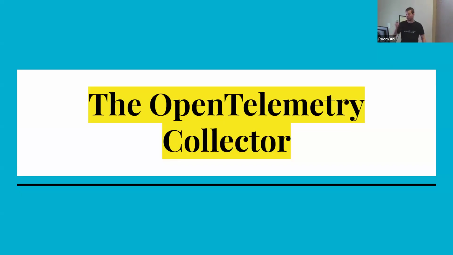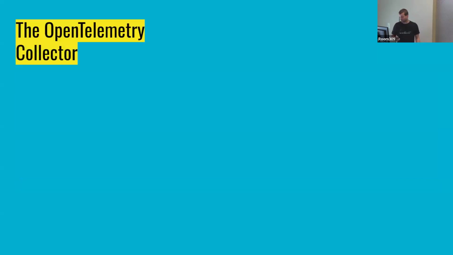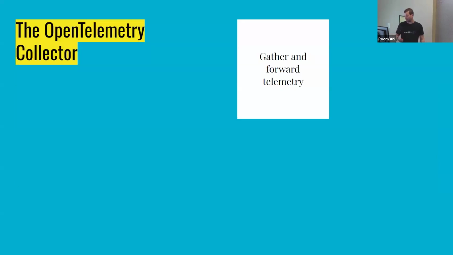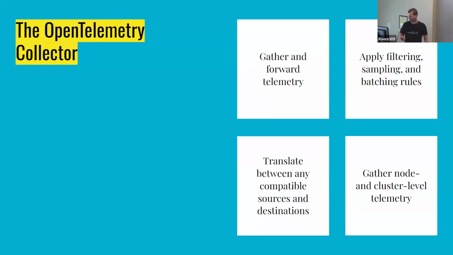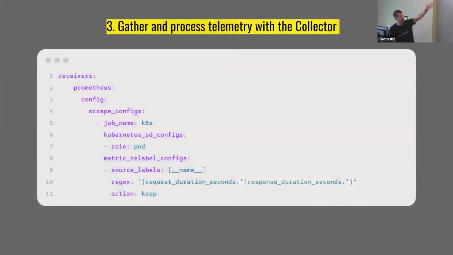And then we have the OpenTelemetry collector. That's where we gather and forward our telemetry. We apply filtering, sampling, and batching rules. Translate between compatible sources and destinations. Gather node and cluster level telemetry, right? And the configuration is just YAML. So we just say, hey, I have some receivers. This is the configuration for my receiver, right?